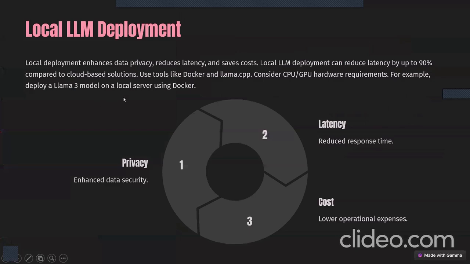After this, local LLM deployment. Local LLM deployment is running an LLM model locally on our server and on our machines. Local deployment enhances data privacy, reduces latency and saves costs. It generally includes high CPU or GPU hardware requirements. For example, to deploy the Llama 3 model on a local server, you can use it through a Docker image, importing the Docker image and running it as a container on our server.